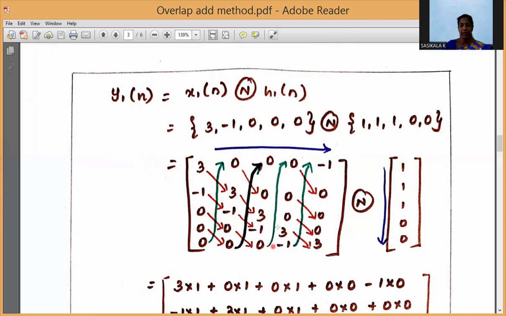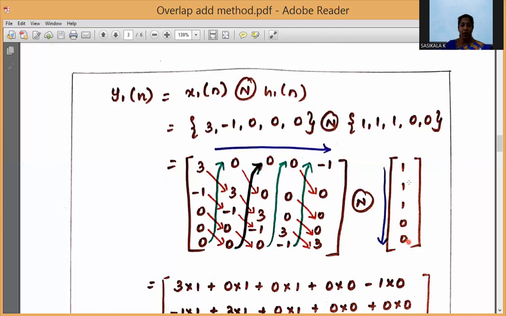Again, this 0 is taken to the fourth column's first element. Okay, now this 0 comes here, and this 0 is written here, 3 is written here, and minus 1 is written here. And at last, minus 1 is taken to the fifth column's first element, and 0 comes here, 0 comes here, and this 0 comes here, and this 3 comes here. So totally we have formed a 5 by 5 matrix, circular convolution of 1, 1, 1, 0, 0.